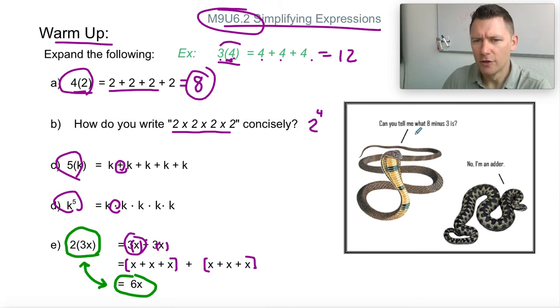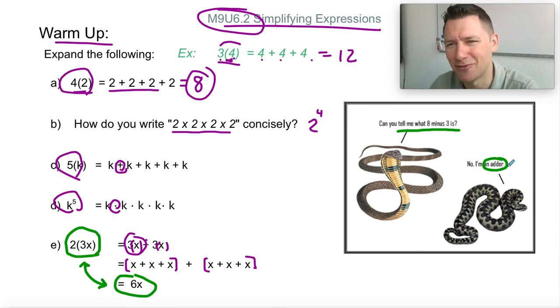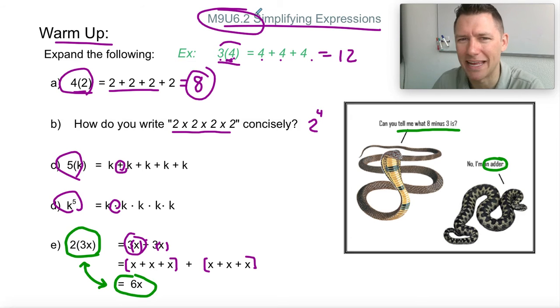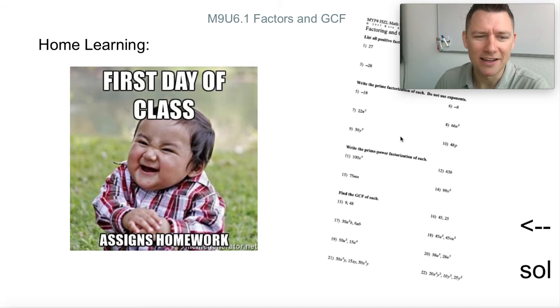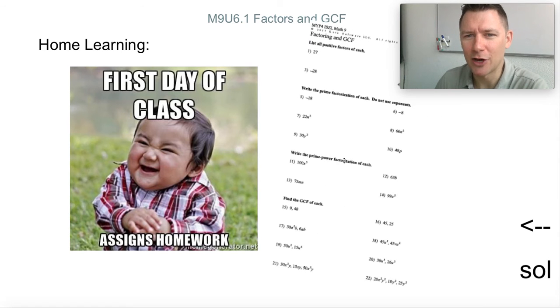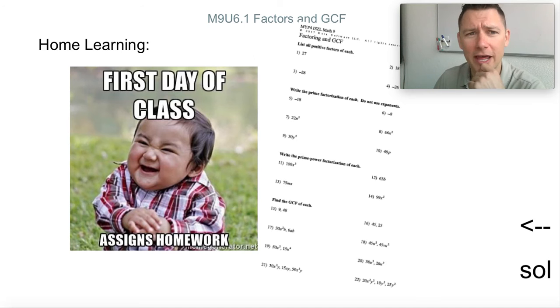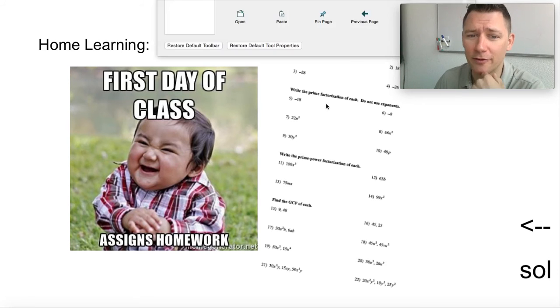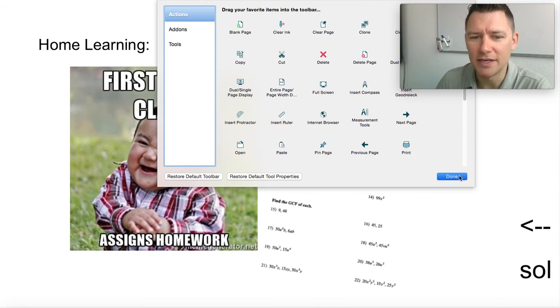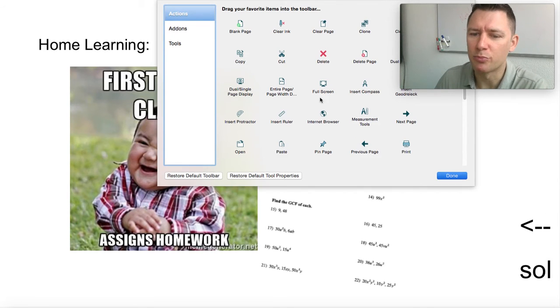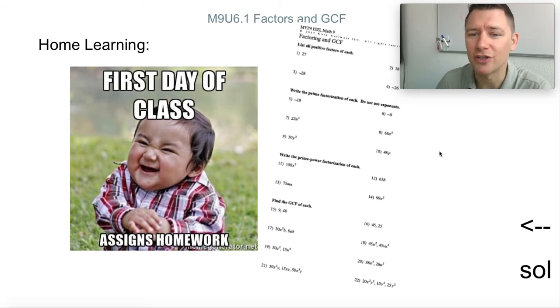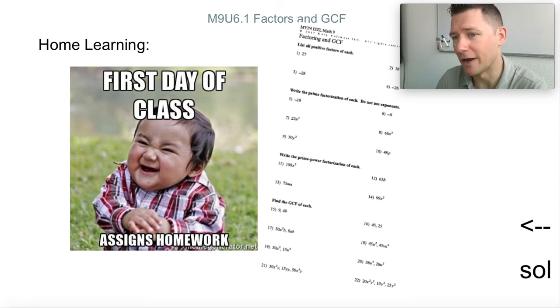Yeah. So, can you tell me what 8 minus 3 is? No, I'm an adder. An adder is a type of snake, like a pit viper or a python. An adder. Oh, man. So, if you had any homework questions, go ahead and ask me now. Yeah, I know that one was a tough one. No, but what you can do with them is break them down into their prime factorization, and then you can solve it that way. So, all right, great.